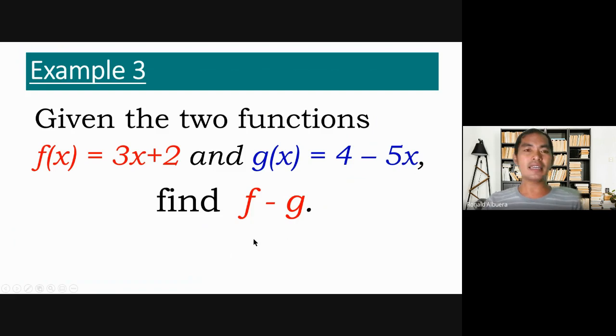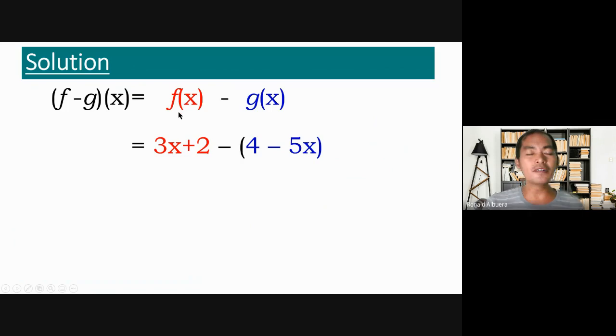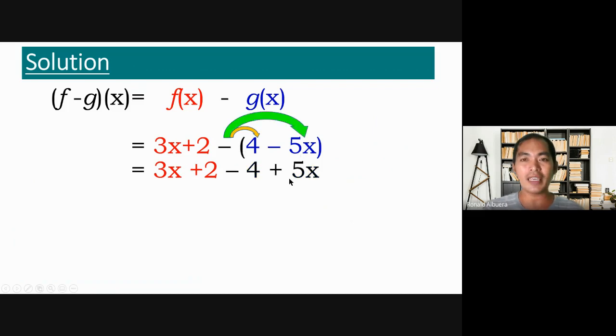Okay. Another. Given the two functions f of x equals 3x plus 2 and g of x equals 4 minus 5x, find f minus g. Okay. So, you substitute first the given f of x, which is 3x plus 2, and g of x, which is 4 minus 5x. Pero, lalagyan nyo ng parenthesis yung second function kasi minus. Kailangan nyo pang palitan ng sign yung second function para maalis yung parenthesis. It became negative 4, it became positive 5x.